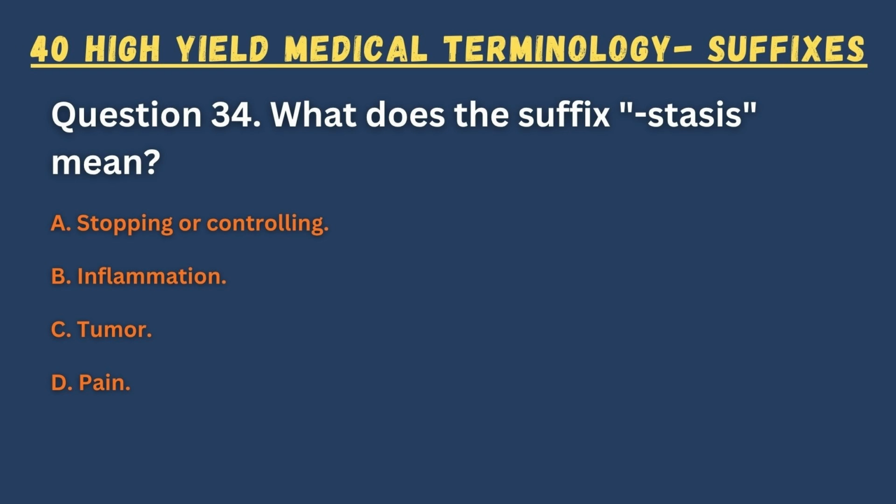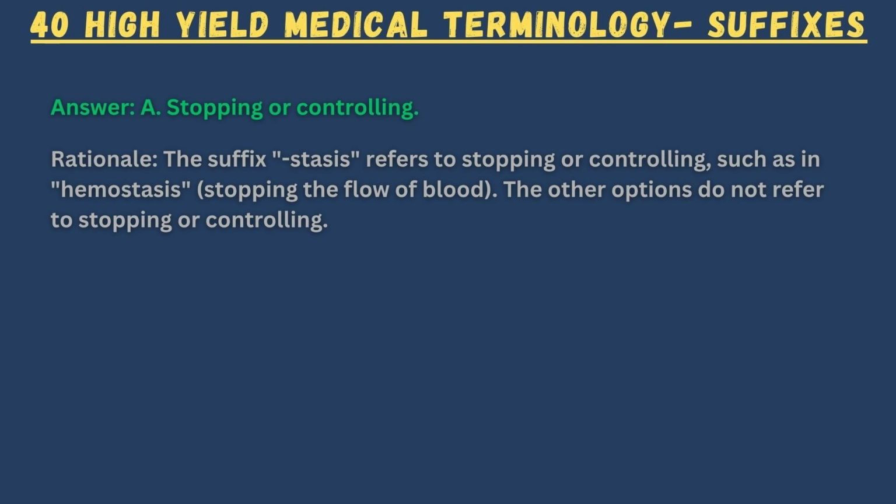Question 34. What does the suffix stasis mean? A. Stopping or controlling. B. Inflammation. C. Tumor. D. Pain. Answer: A. Stopping or controlling. Rationale: the suffix stasis refers to stopping or controlling, such as in hemostasis, stopping the flow of blood. The other options do not refer to stopping or controlling.